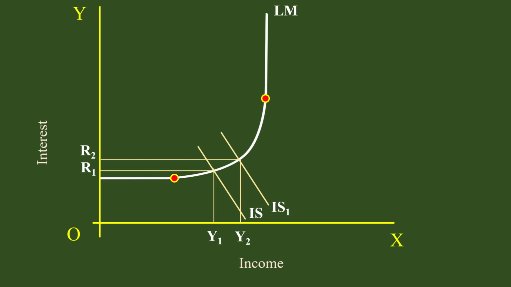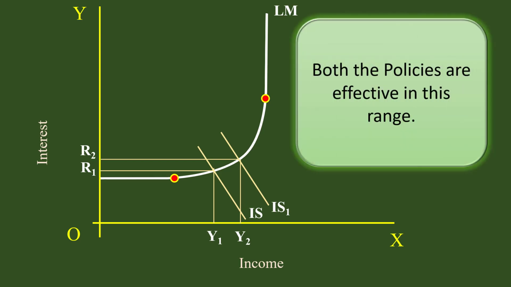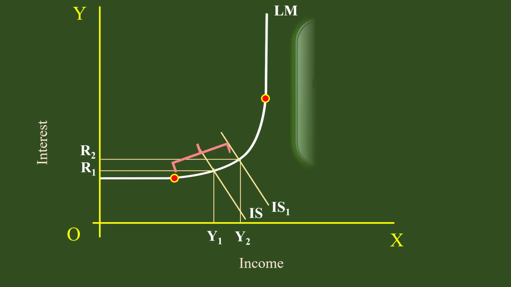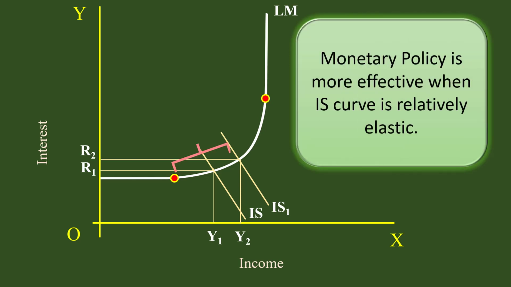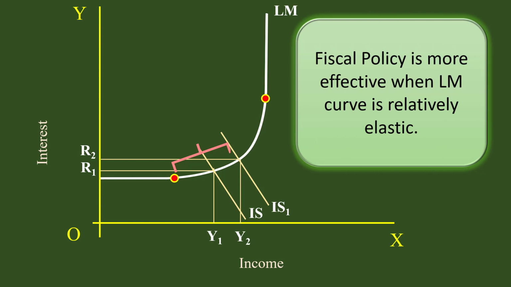Our important conclusions about the intermediate range are: 1. Both the policies are effective in this range. 2. Monetary policy is more effective when the IS curve is relatively elastic. 3. Fiscal policy is more effective when the LM curve is relatively elastic.